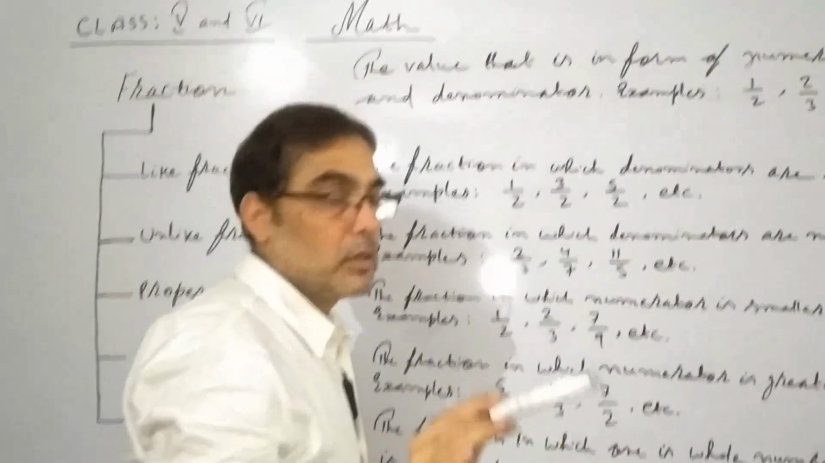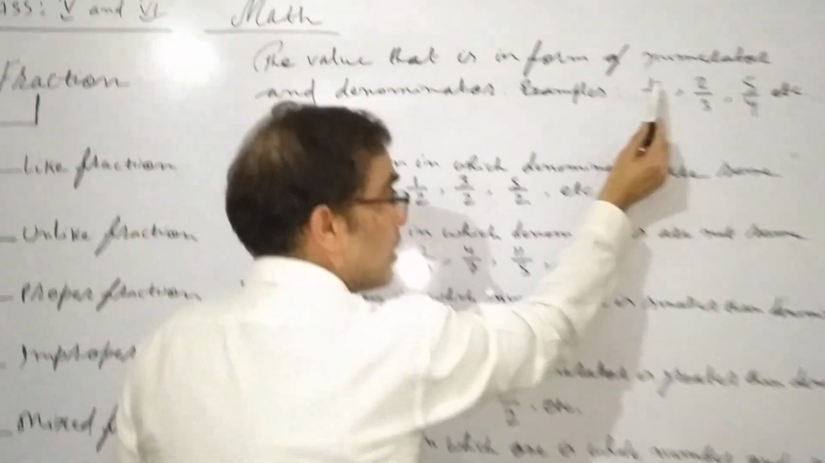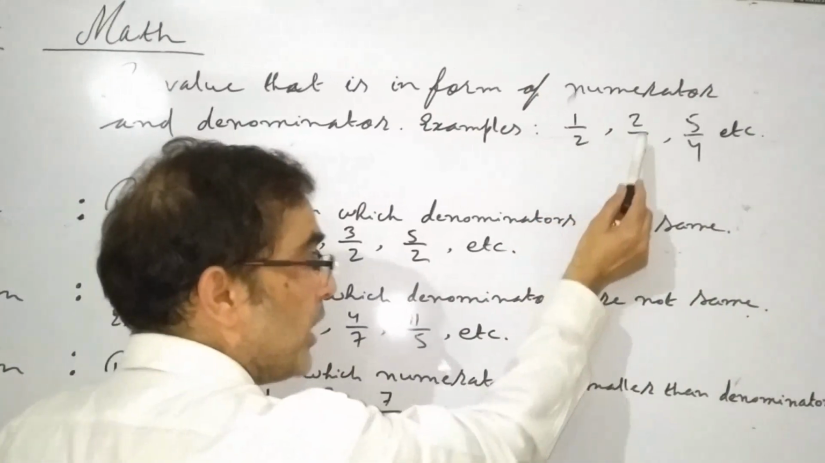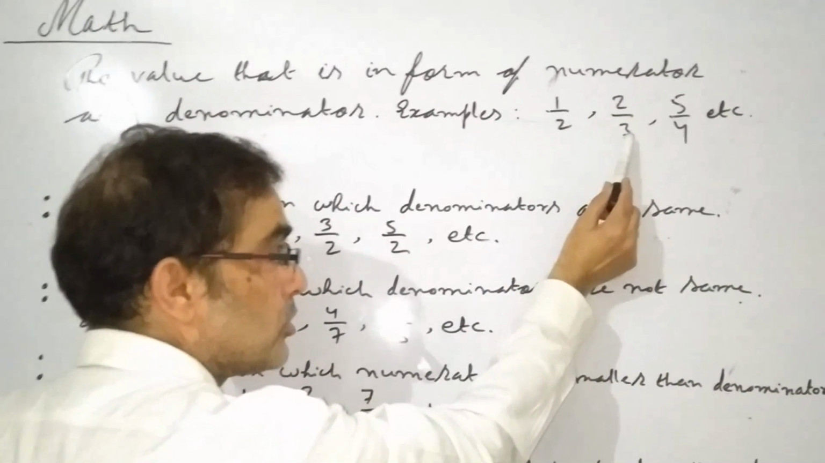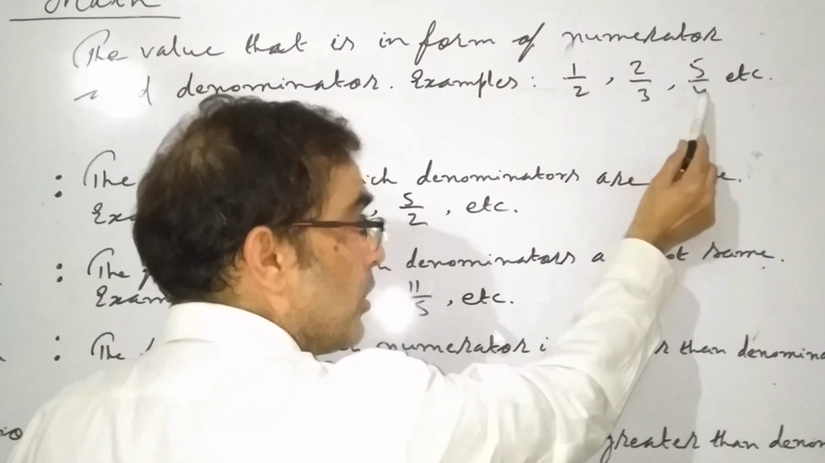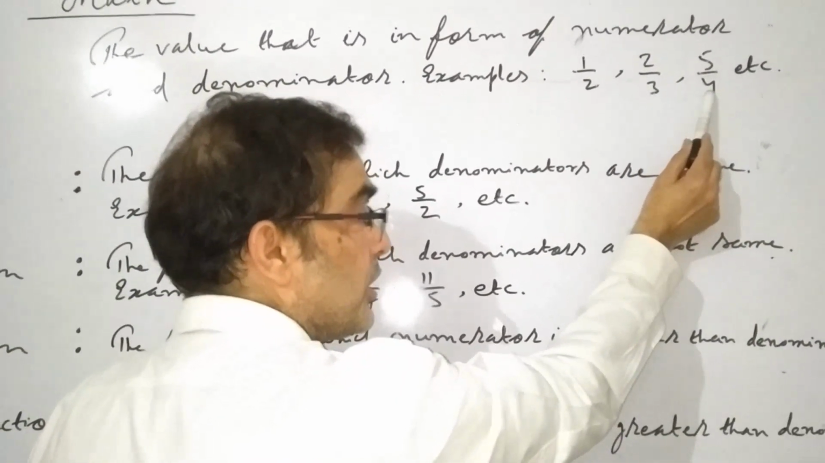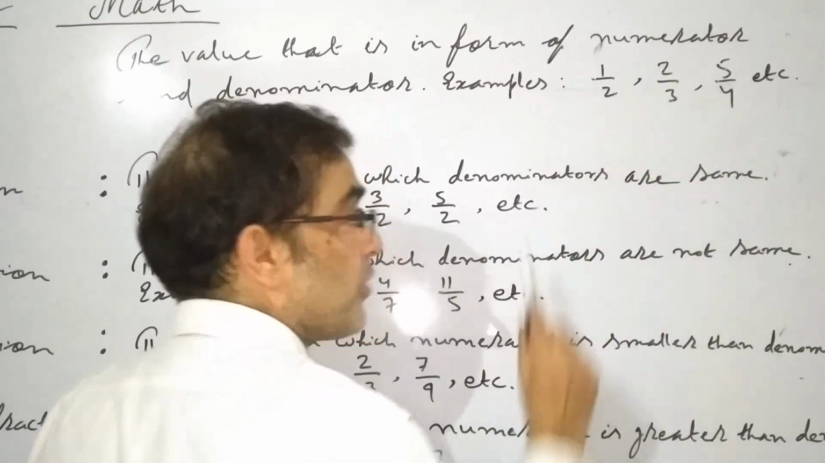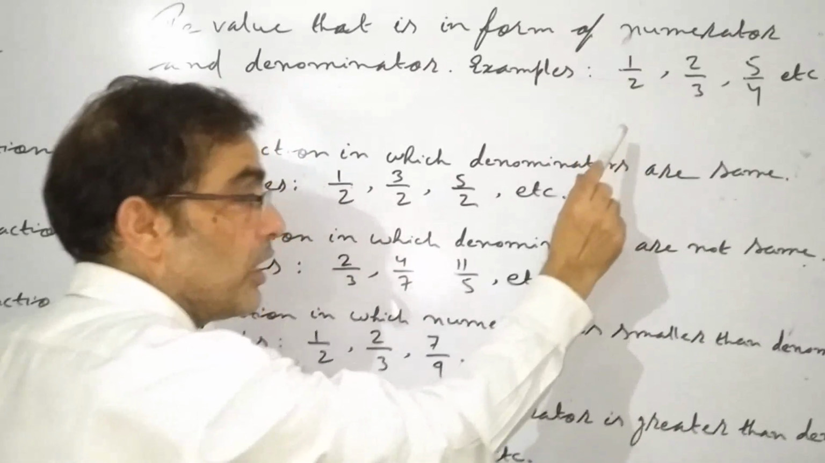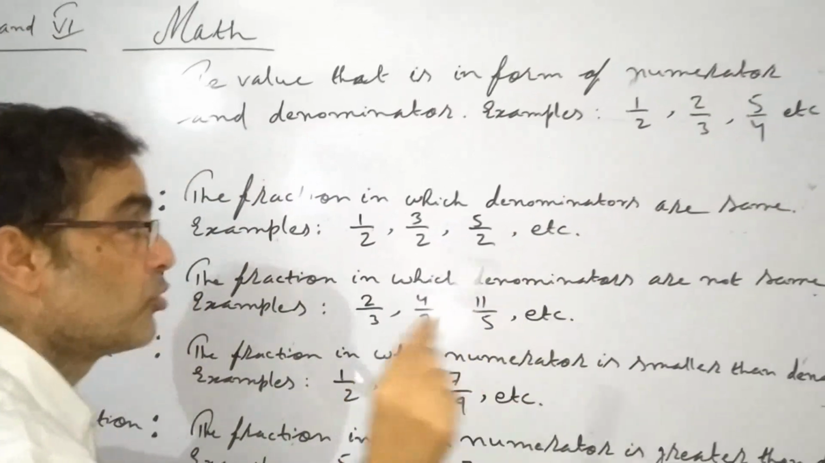Okay, again I make you understand. In 1 by 2, 1 is the numerator, 2 is the denominator. In 2 by 3, 2 is the numerator, 3 is the denominator. In 5 by 4, 5 is the numerator, 4 is the denominator. And all are fractions because they have both a numerator and a denominator.